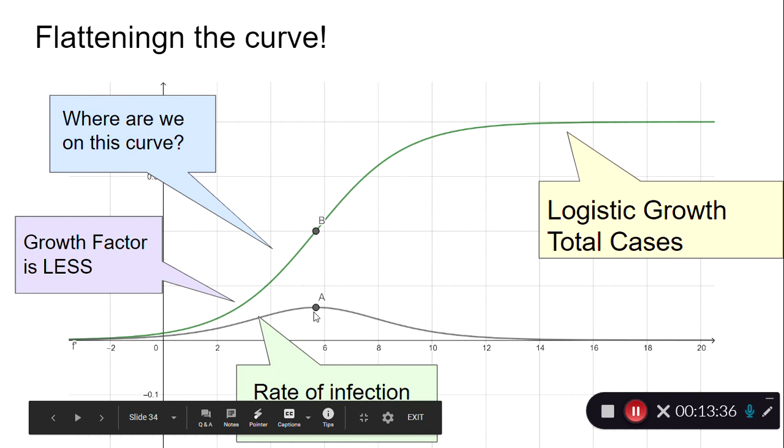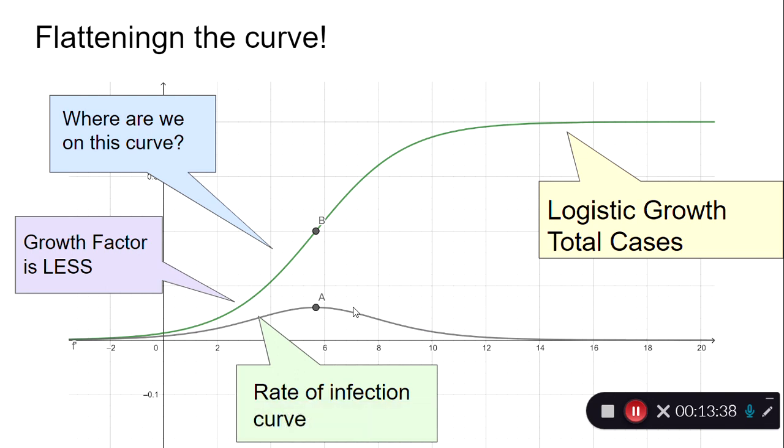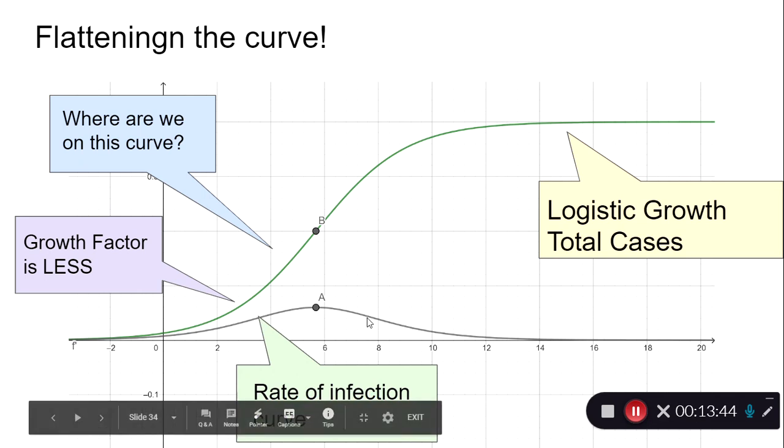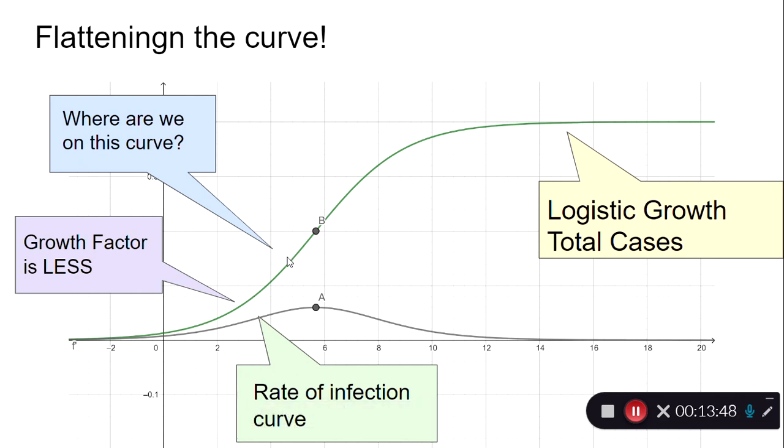If you've taken calculus, the gray curve is the derivative of the green curve. And the highest point on this hill, this gray curve, is the steepest point on the green curve. So this is the sort of thing that a student at the end of Calculus 1 could do. All right? So if we distance, then our exponential growth factor is less, which means our infection rate is less, and that flattens the curve.